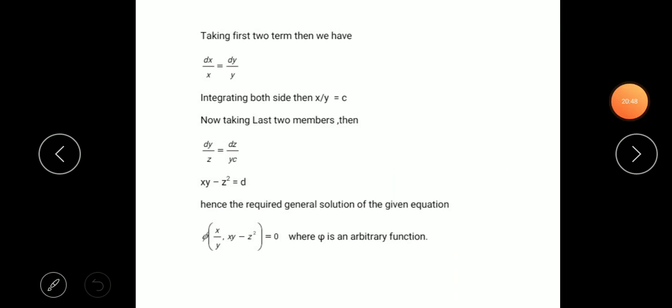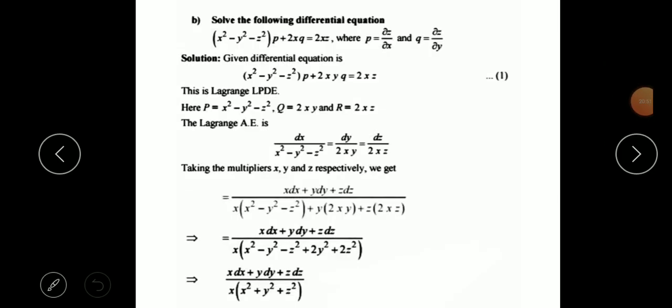Now look at the next example. Solve the following differential equation: x square minus y square minus z square p plus 2xy q is equal to 2xz, where p is equal to del z by del x and q is equal to del z by del y.